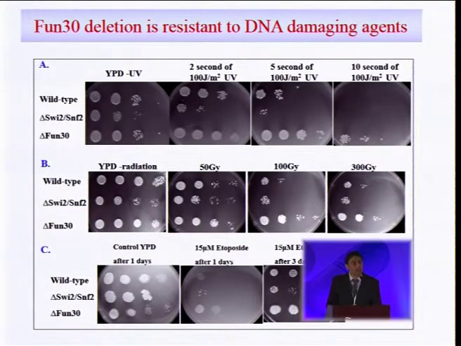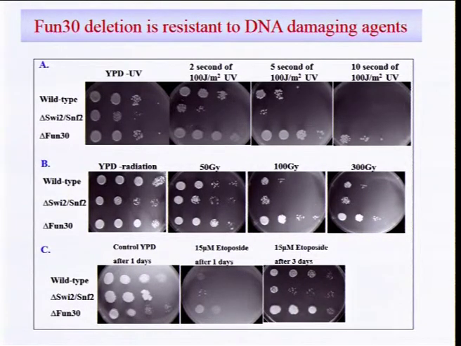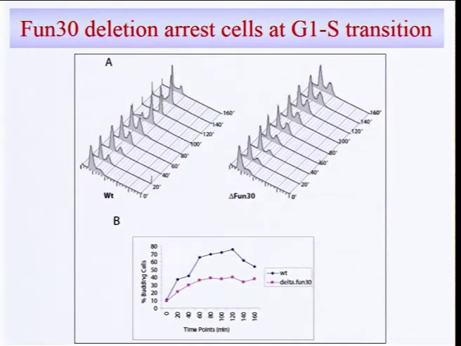This is a growth assay showing that in the deletion of FUN30, the cells become resistant to UV irradiation as well as to ionizing irradiation. So whereas wild-type cells die fairly quickly, the deletion becomes more resistant. The same is apparently true if we use a topocyte.